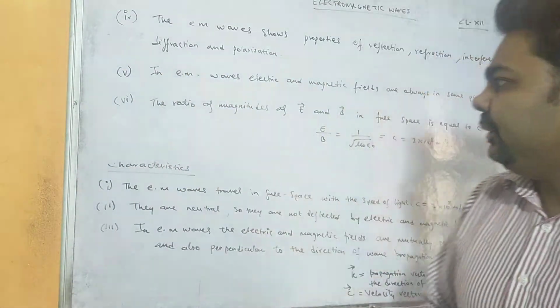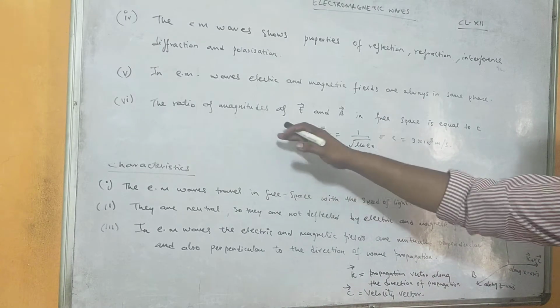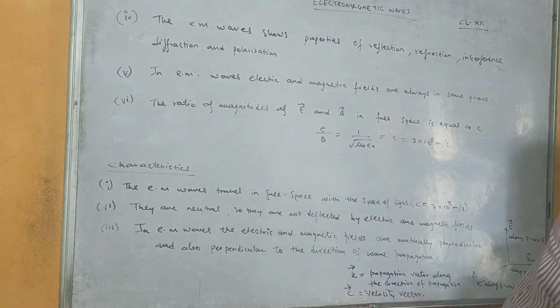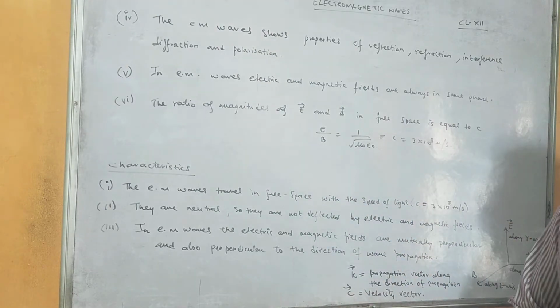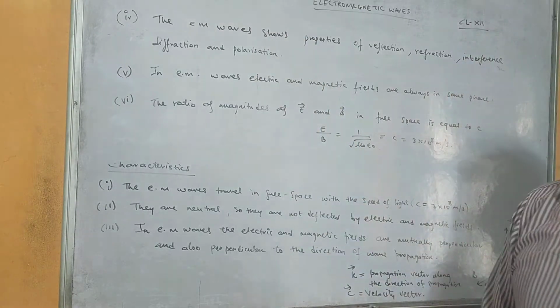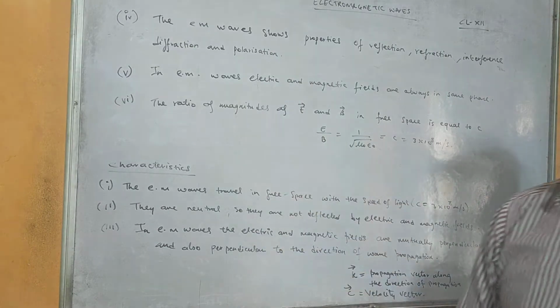Okay, and the ratio of the magnitude of electric field to magnetic field is also constant, that is the speed of light. Right, so these are three more characteristics. So this one you will add in your copy.